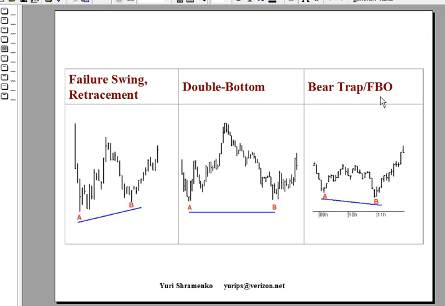Bear trap or false breakout. Market forms a pivot at A, price goes below A, forms a pivot at B, starts going up. We call it a bear trap or a false breakout. We expect the upswing to continue. My point is, if this pivot B can go up, above A, equal to A, or below A, A is pretty much irrelevant.